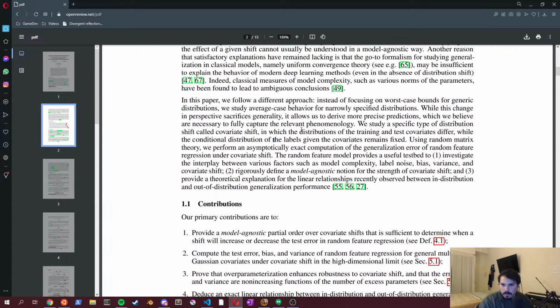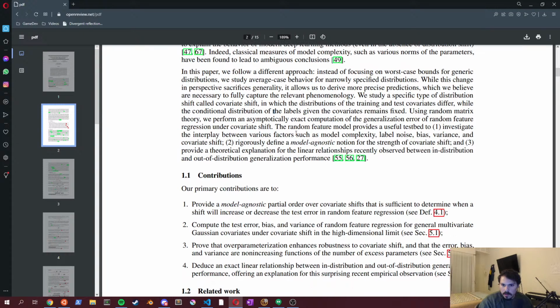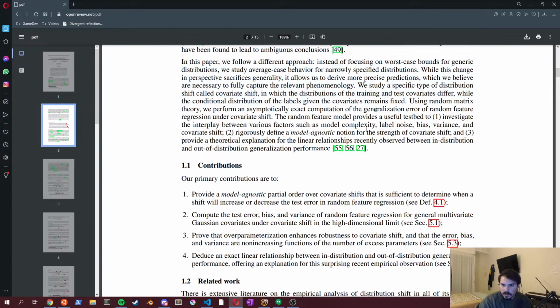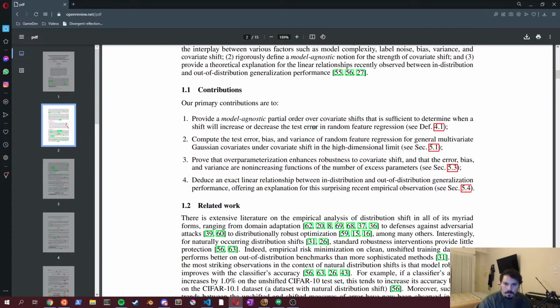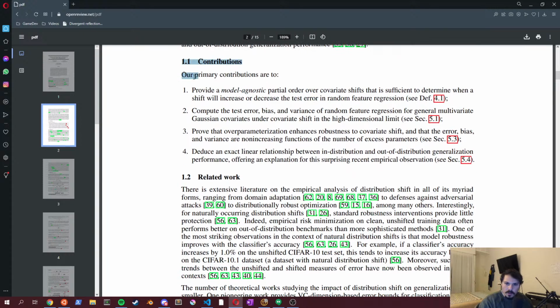Okay. So basically not a whole lot new. They're just telling us what they're going to accomplish. Okay, so contributions.